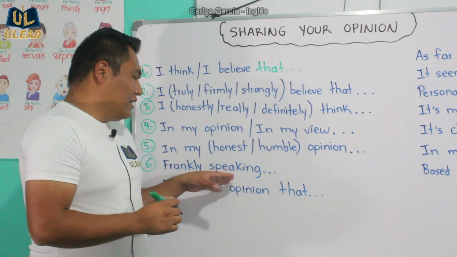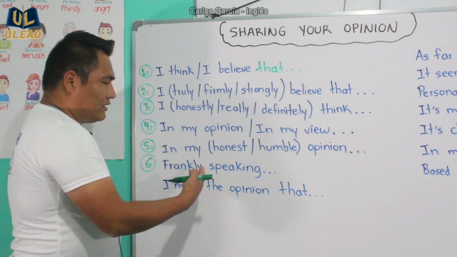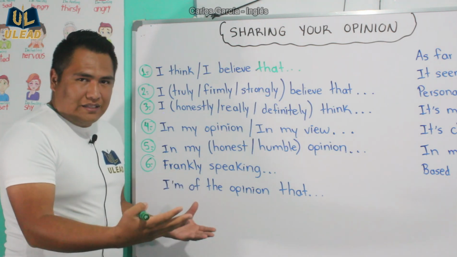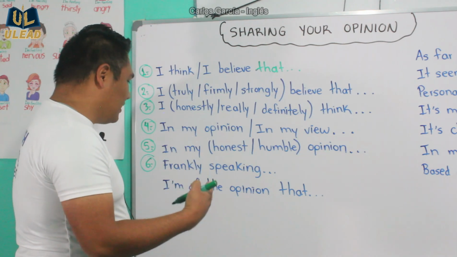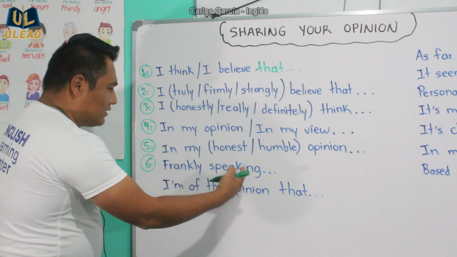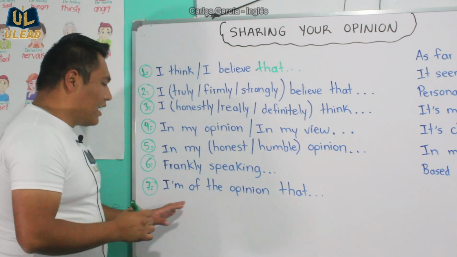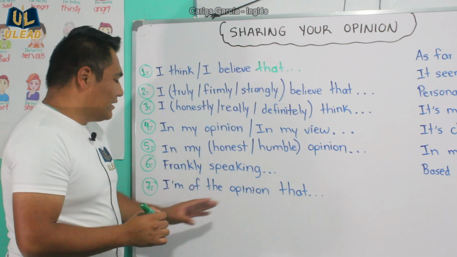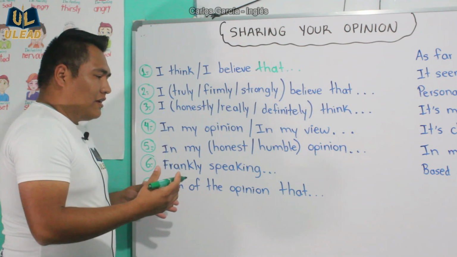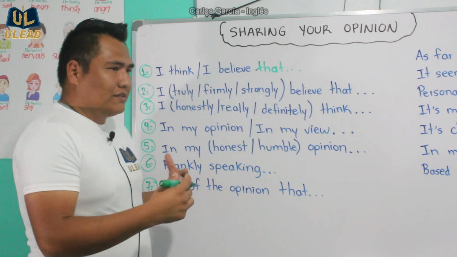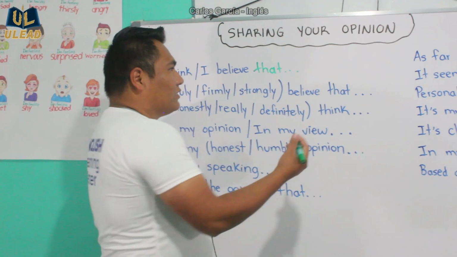Frankly speaking, it's just another way to express your opinion, and this means that you're being very honest, okay? You're talking man to man. You're talking in a sincere way, frankly speaking, okay? Then we have number 7. I'm of the opinion that. I'm of the opinion that is similar to saying this is my opinion or this is my way of thinking, okay? And let's move on to the next one here.